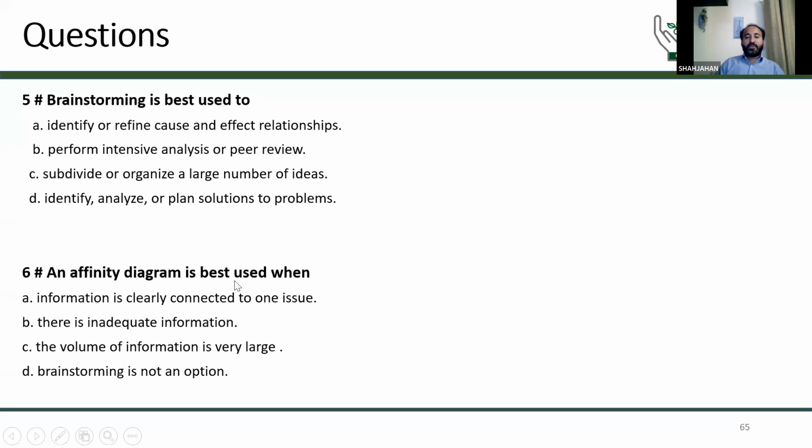Okay, number 6 question: an affinity diagram is best used when information is clearly connected to one issue, when there is inadequate information, when the volume of information is very large, or when brainstorming is not an option.